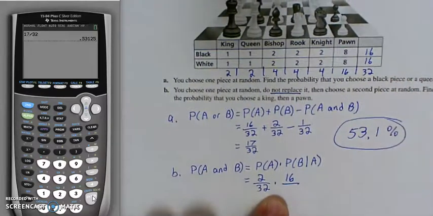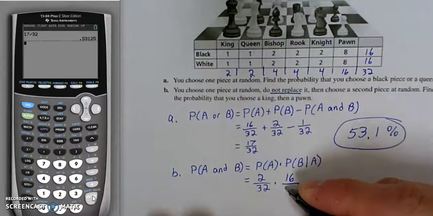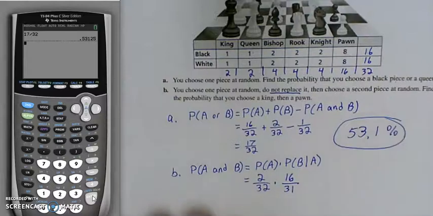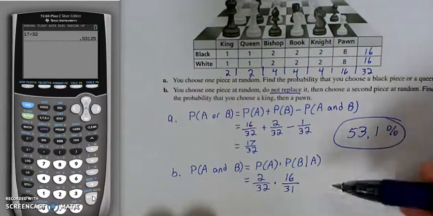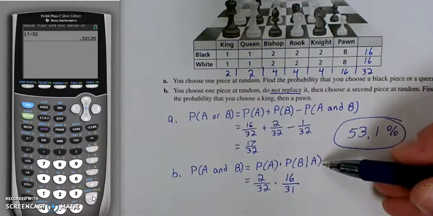Out of, it is no longer 32. There would be 1 less piece in the bag. So there would only be 31 pieces now. That's how this probability got impacted, and that's how this is a dependent events.